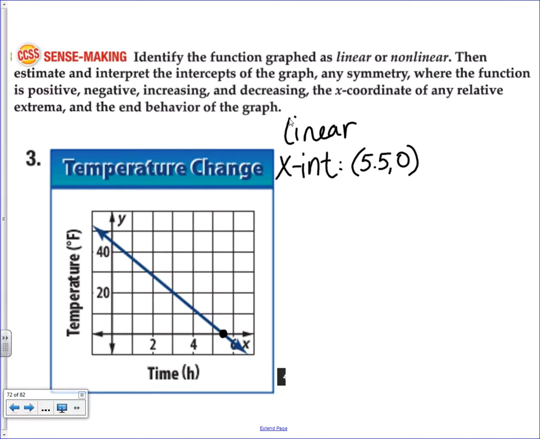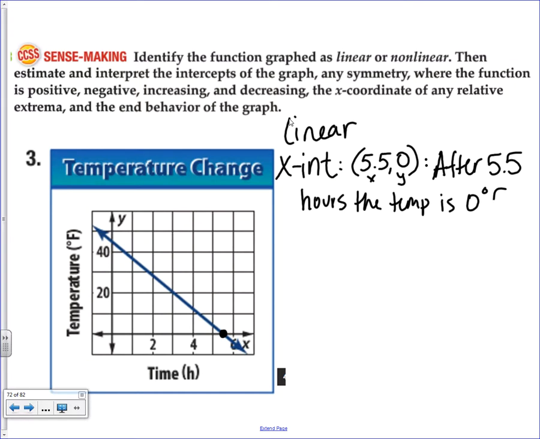Now you have to interpret this. What does this mean, folks? What does that dot right there mean? What do these numbers represent? After how long? Which of those is the x, guys? This is the x, right? After 5.5 hours, the temperature is at 0. I think we're talking Fahrenheit this time.